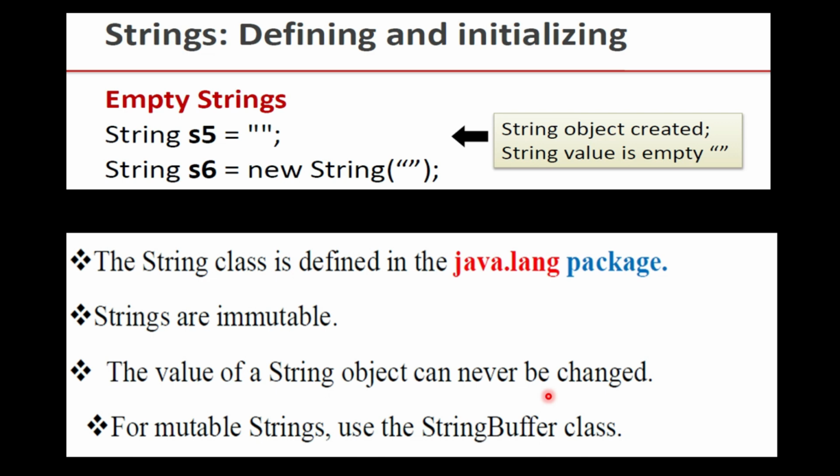Now suppose you need to change the value of strings and you want to use it. Then there is another class called StringBuffer. You need to learn that class, but it will be discussed afterwards, not now. So StringBuffer and String have a difference. StringBuffer is a class and String is another class. Strings are immutable, but StringBuffer class objects are mutable. That means changes can be made.